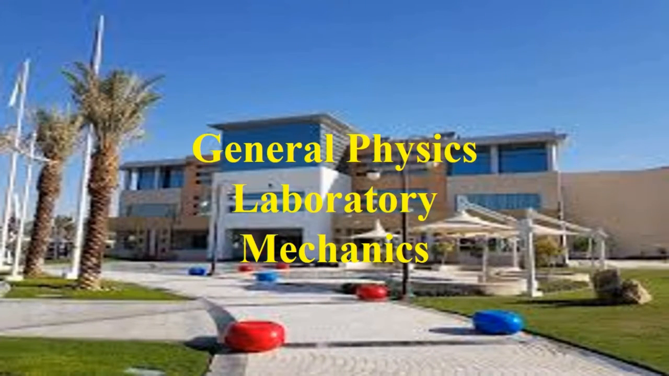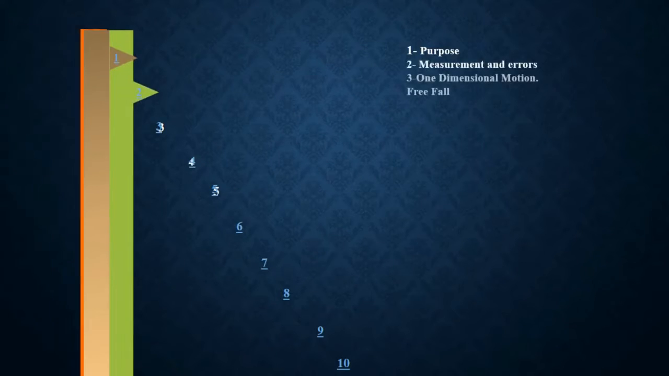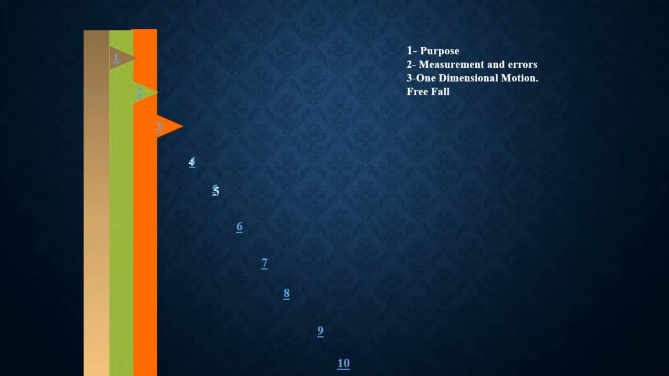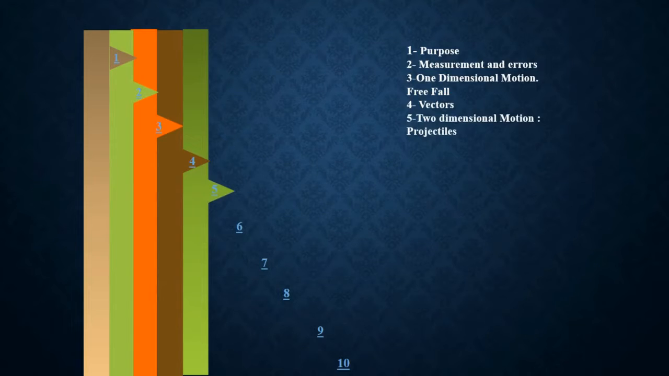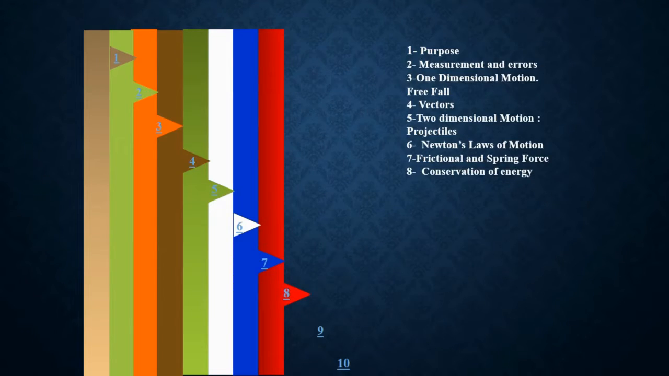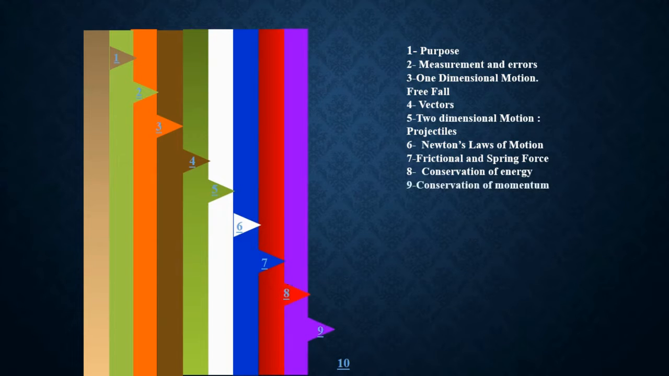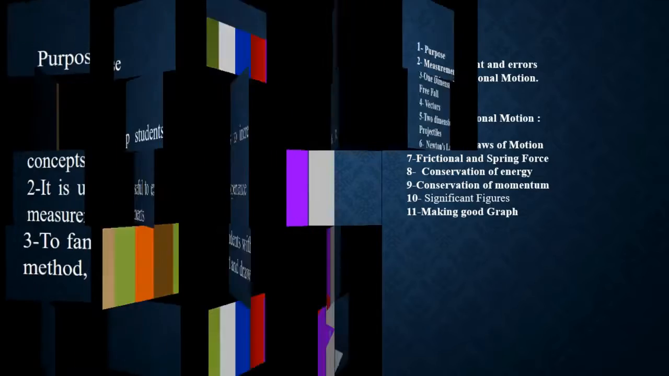General Physics Laboratory Mechanics. The table of contents of this preview is: purpose, measurement and errors, one-dimension motion free fall, vectors, two-dimensional motion projectiles, Newton's laws of motion, frictional and spring force, conservation of energy, conservation of momentum, significant figures, making a good graph.